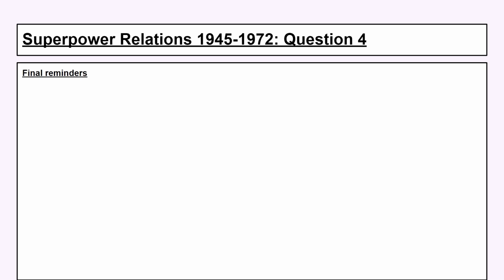So, final reminders for this one. Read the question and underline key information. Check you know about the event in the question, you've understood it. It's not, for example, the Berlin Wall and you write about the Berlin blockade. Check you're writing about the correct time period. It takes 3 seconds just to check it through. Don't waste time on that one.